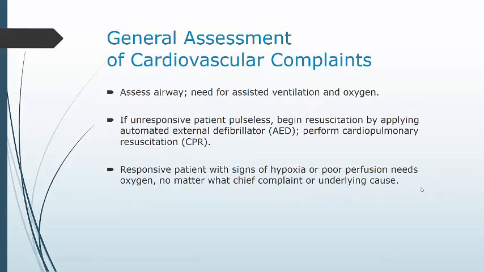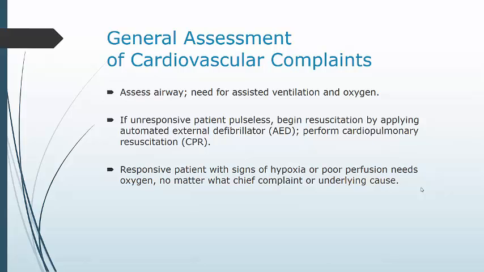Okay, so we're going to start with ABCs, right? With that primary assessment, for responsive and unresponsive, it's going to be essentially the same. We're going to determine the adequacy of the airway, ventilation, oxygenation, and perfusion. If that patient's unresponsive and there's no carotid pulse detected within 10 seconds, we start CPR, apply the AED, maintain compressions, airway, ventilations, BVM, and protocols for resuscitation, transport, etc.